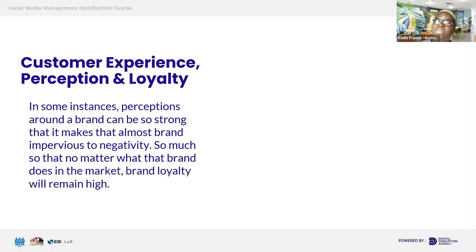So let's talk about customer experience and reputation. Let's talk now about customer experience, perception, and loyalty. And we said, in some instances, perceptions around a brand can be so strong that it makes that brand almost impervious to negativity, right? So much so that no matter what that brand does in the market, brand loyalty remains high.